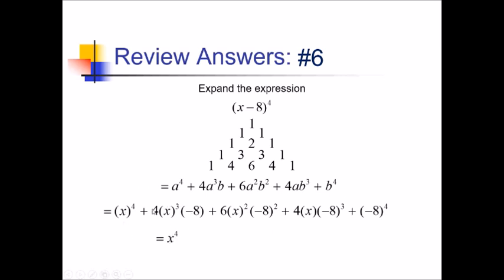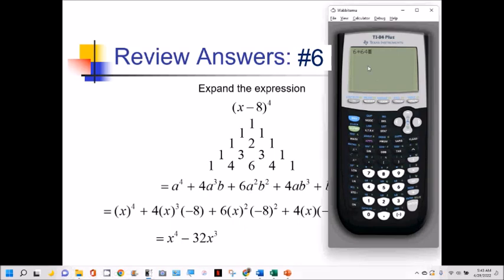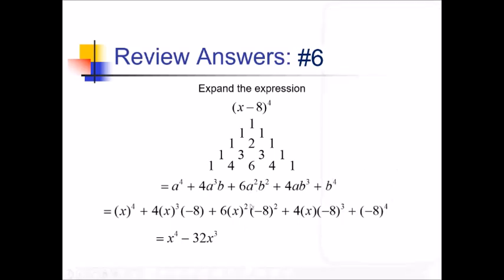Here we have, let's see, 4 times negative 8, that's negative 32 with an x cubed. Next we have 64 times 6, which I'm not really sure. I'm going to go ahead and do that on the calculator. So 6 times 64, giving me 384, and I have an x squared to go with that.